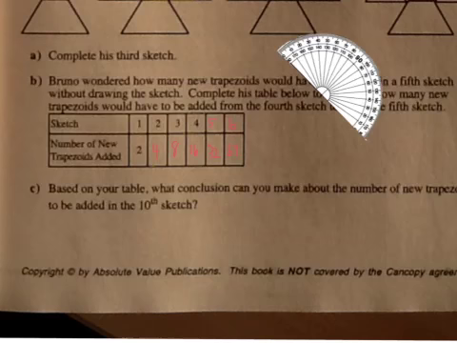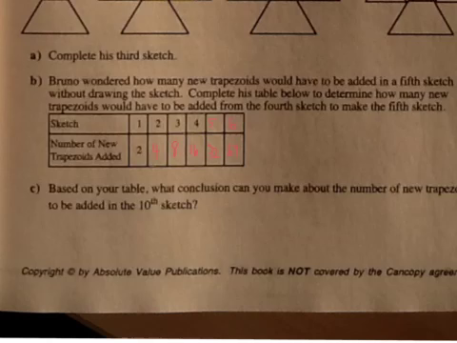Based on your conclusion, what can you make about the number of trapezoids added in the 10th sketch? So the 10th sketch would be 2 to the power of 10. Sketch number 1 was 2 to the power of 1. Sketch number 2 was 2 to the power of 2. 2 to the power of 3. 2 to the power of 4, etc. So it would follow that the 10th sketch should be 2 to the power of 10. Work that out on the calculator. That's actually 1,024 trapezoids.